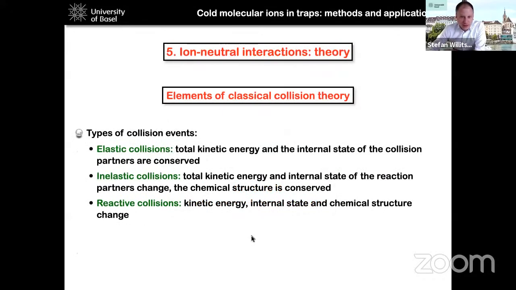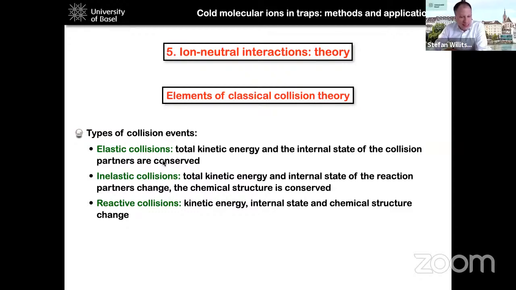Okay, so let's talk about ion neutral interactions a bit. I'd like to start with recapitulating some elements from classical collision theory, just to introduce the salient concepts and also quantities that we will need later on. Let me remind you that there are three types of collision events that are important. When I talk about interactions here, this always boils down to collisions. So we'll be talking about collisions, and there are three classes of collisions that are relevant for our topic here.